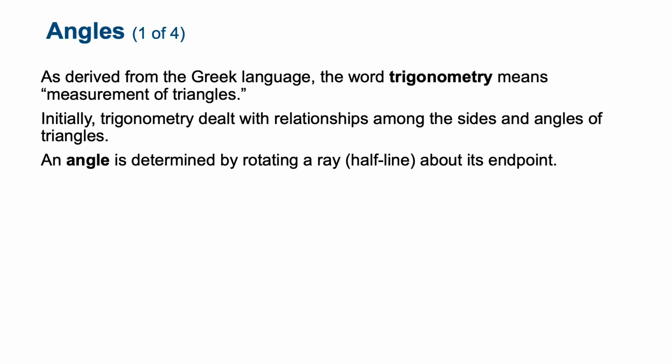Okay, so let's start with angles. So what is trigonometry? Trigonometry comes from the Greek, which means measurement of triangles. And initially, trigonometry dealt with relationships among the sides and angles of triangles. And what is an angle? An angle is determined by rotating a ray about its endpoint.